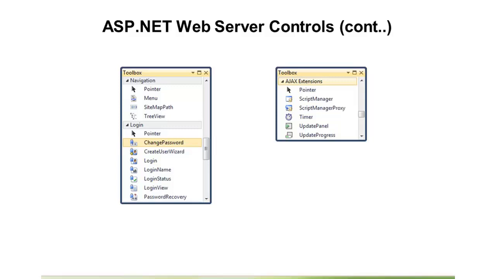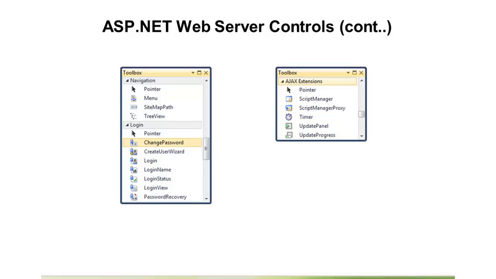We also have security controls. So if I want to create a login page, I don't even have to drag on a text box for, say, the username and password. I can literally just drag on a login control and it does that for me. Or maybe I want to create a registration screen. There's a create user wizard control you can drag on. We'll also be talking about these later in the course.